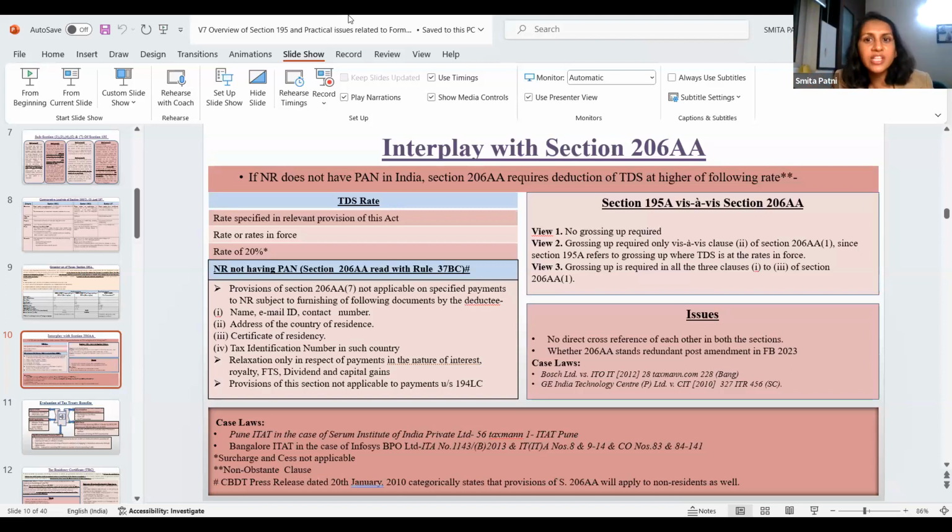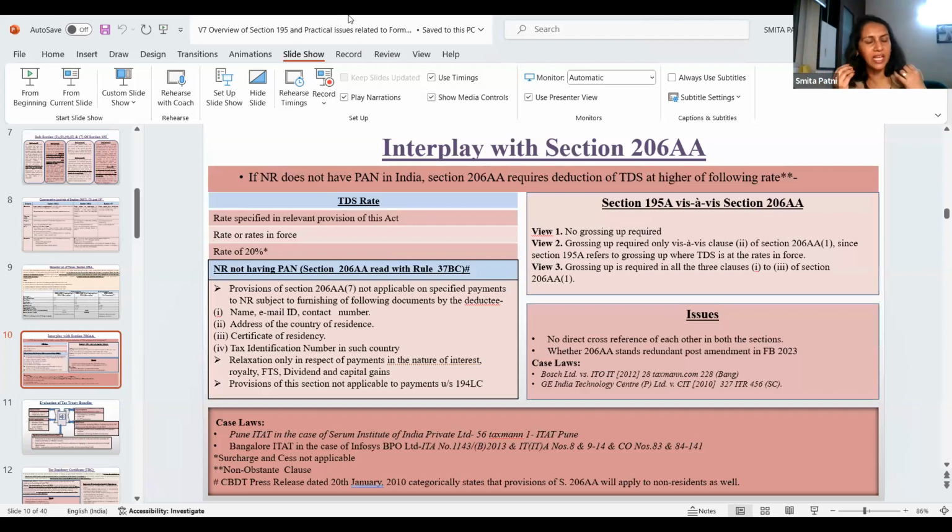So for grossing up, one view is that no grossing up is required if we are paying the taxes under 206AA, because obviously we are paying at the highest rate, 21.84%, or in case of business profits, 40%. The second view is that grossing up is required vis-a-vis clause 2 only, that is rates or rates in force, because that is defined in section 195. So we can still do the grossing up because it is mentioned there also. The third view is that we gross up in all the cases.